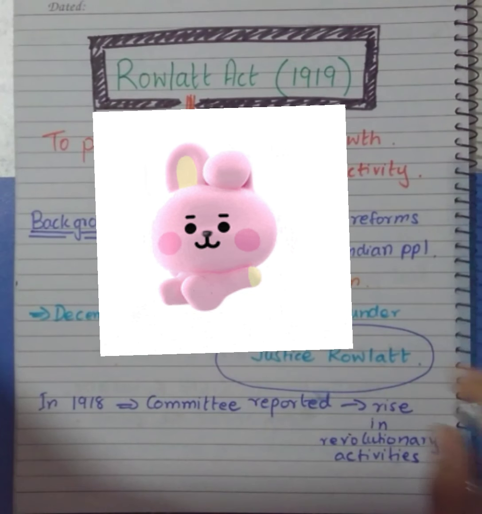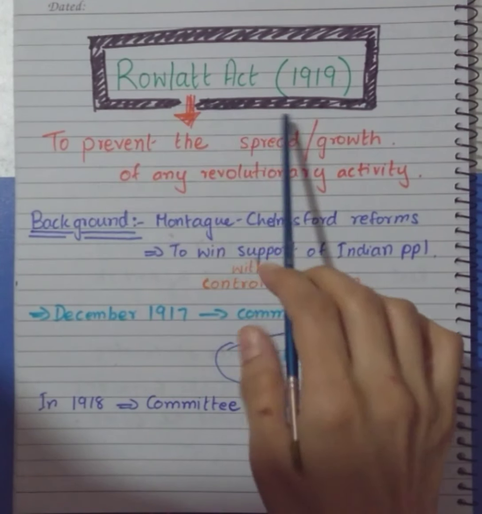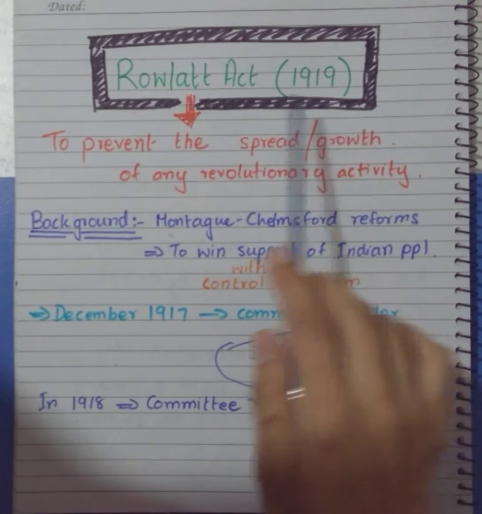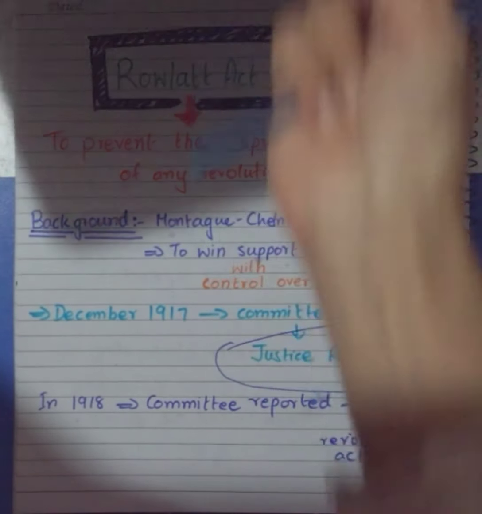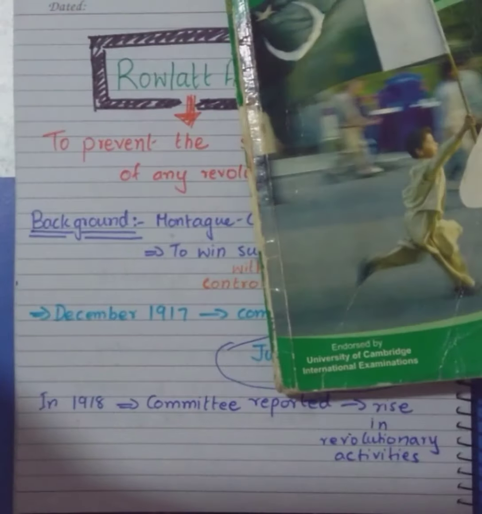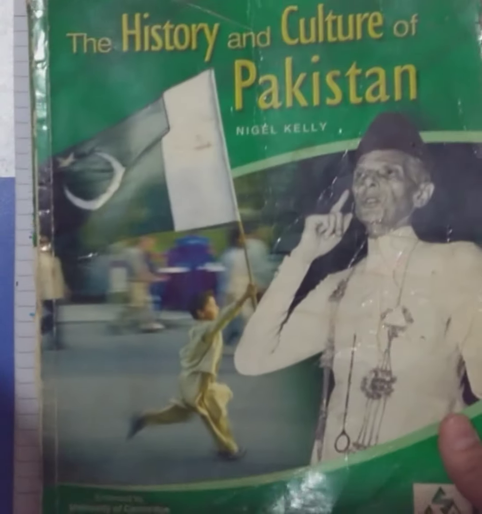Hello friends, today we'll be talking about the Rowlatt Act, which was passed in the year 1919. Before we delve into the Rowlatt Act itself, let's look at the book that I refer to. It is by Nigel Kelly, The History and Culture of Pakistan.